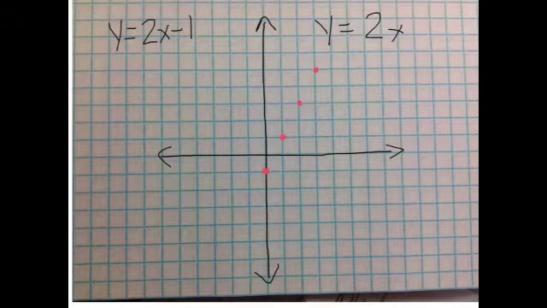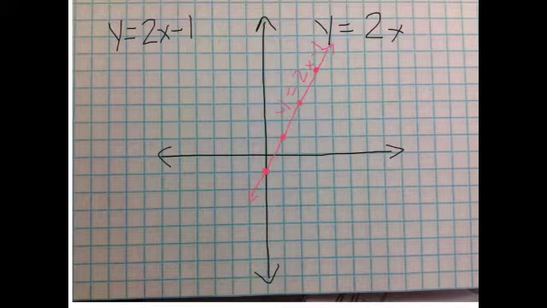All that's going to do is help me get a straighter line. You can put as many points on there as you want to. All it's going to do is help you get your line straighter. Okay, now I'm going to connect the dots. Okay, and I have y equals 2x minus 1 graphed.